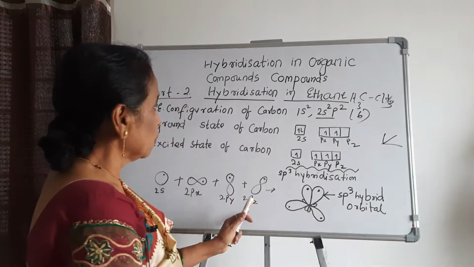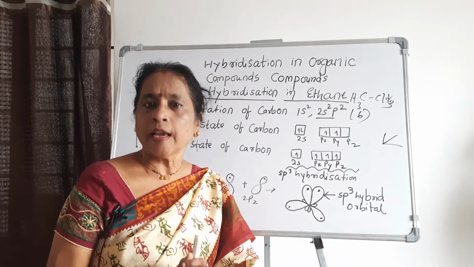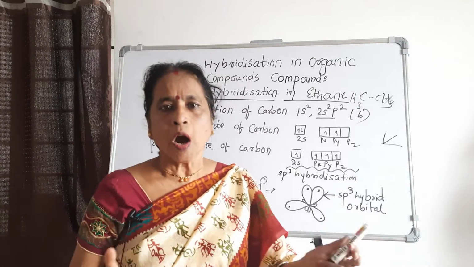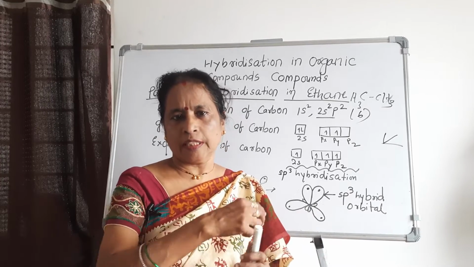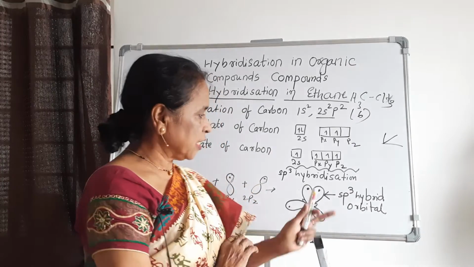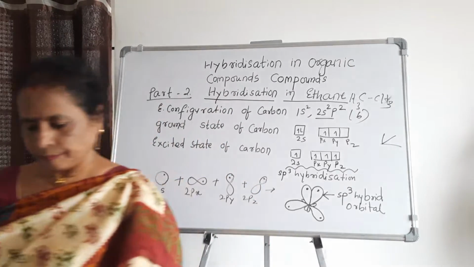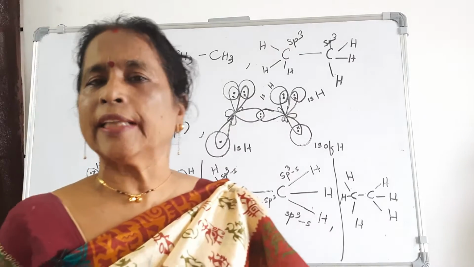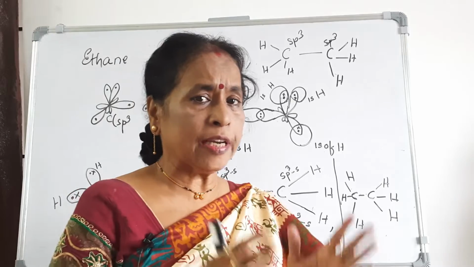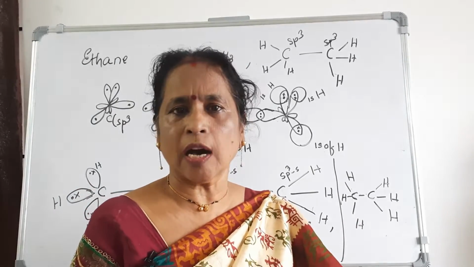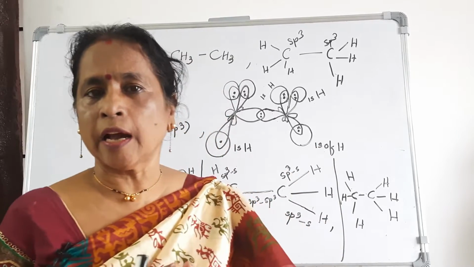Now we will proceed to how the 2 carbons, where sp3 hybridization takes place, form bonds with 2 carbons and with 6 hydrogens. Now we will see how the bond formation takes place. I told you in ethane there is sp3 hybridization in both carbons. How many carbons are there in ethane? 2 carbons. Each carbon is undergoing sp3 hybridization.